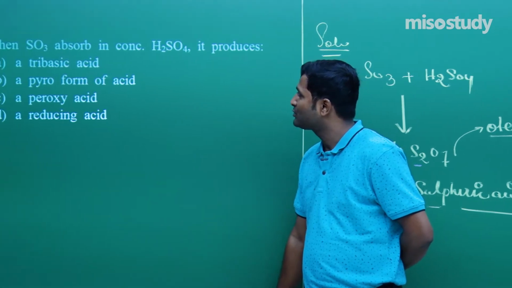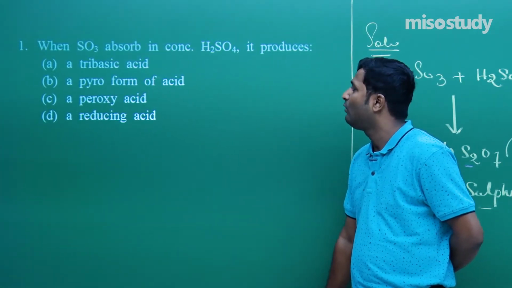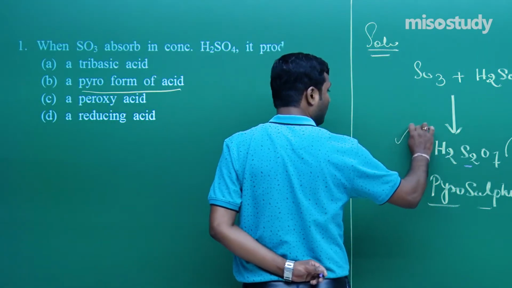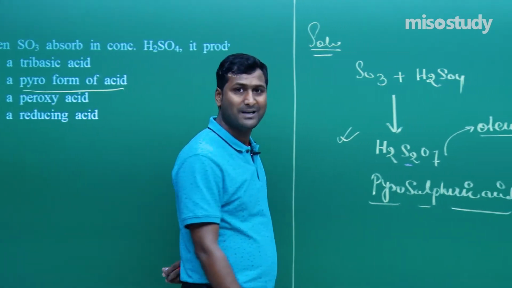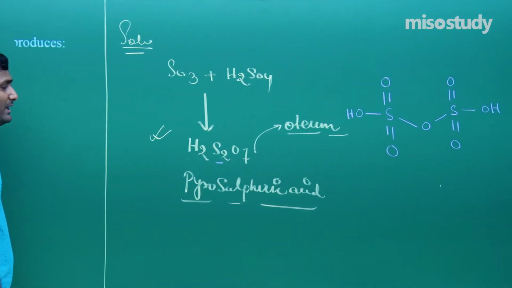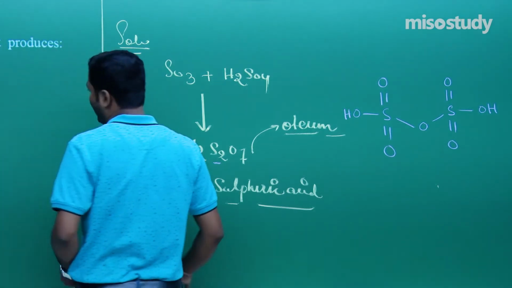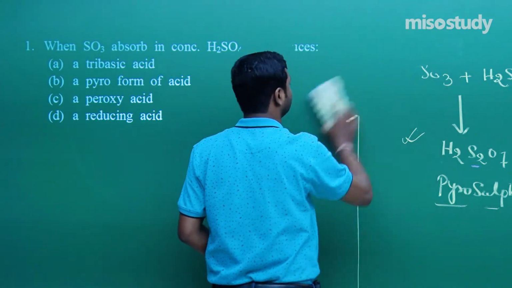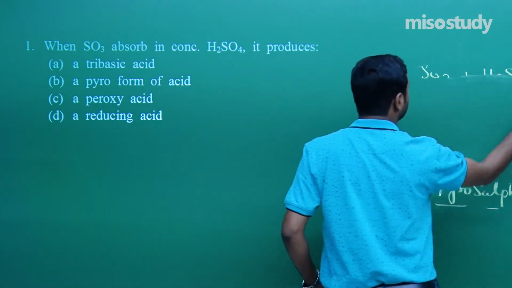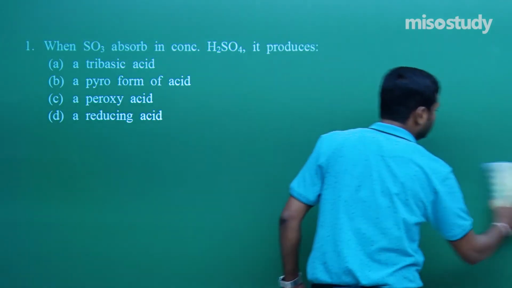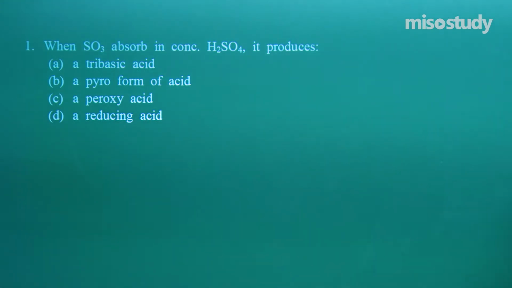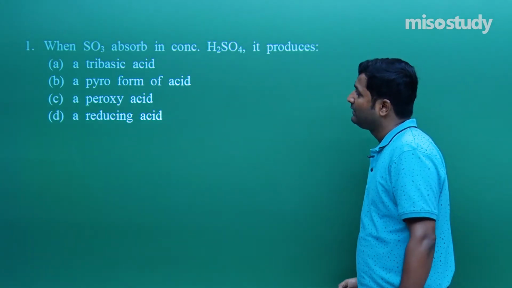Now, what is the correct option here? When SO3 is absorbed in concentrated H2SO4, it produces a tribasic acid, the pyro form of the acid. This is pyrosulfuric acid. So we can easily say that it is pyrosulfuric acid. Clear friend? I'm going to rub this part and we'll discuss the next one. Now let's move to the next question.